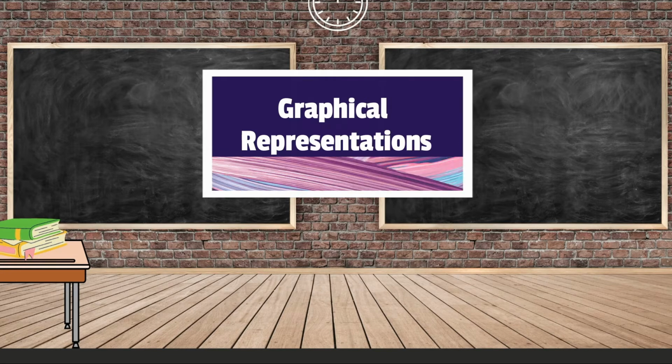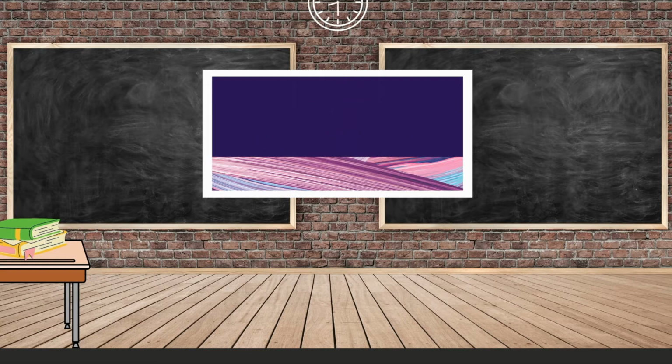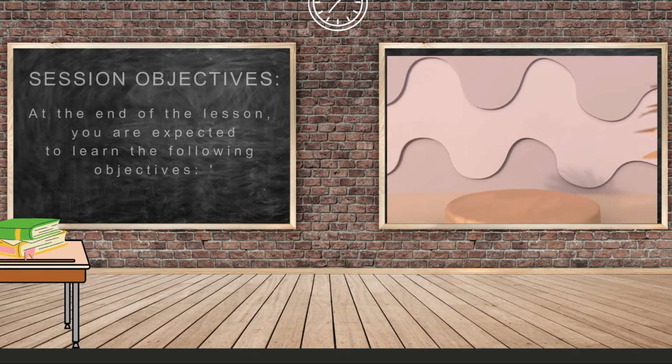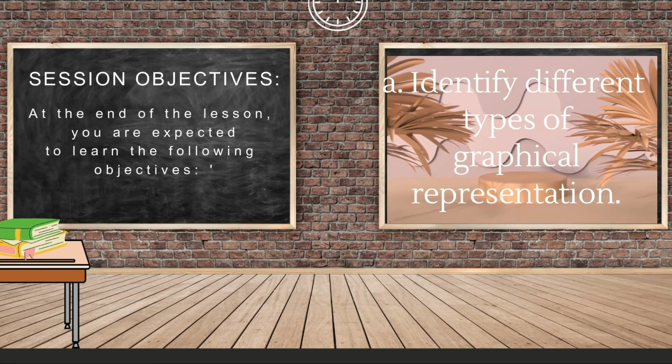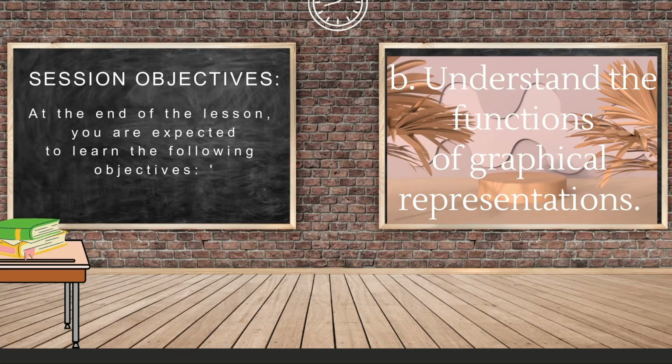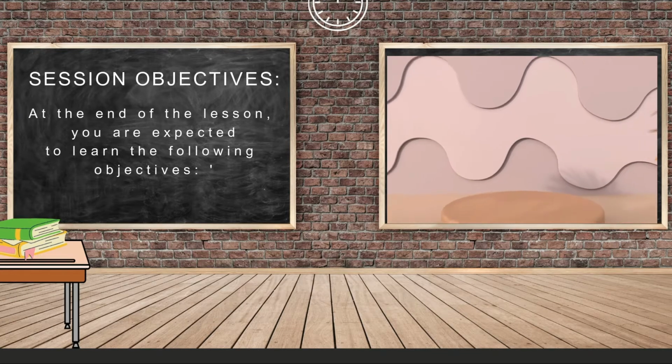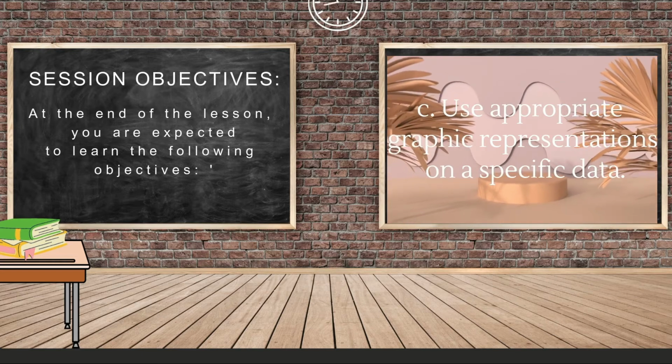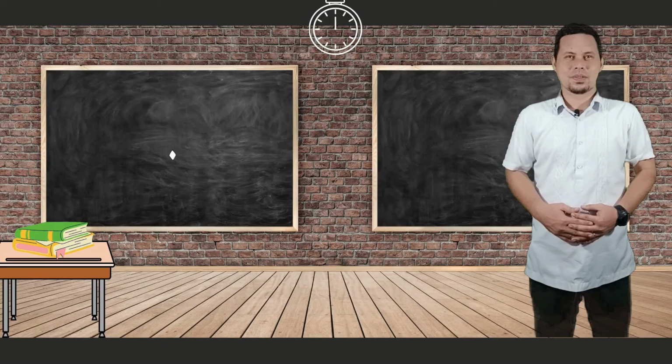At the end of the lesson, you are expected to learn the following objectives. First, identify different types of graphical representation. Second, understand the functions of graphical representations. And third, use appropriate graphic representations on specific data.